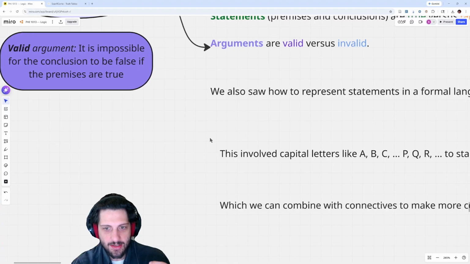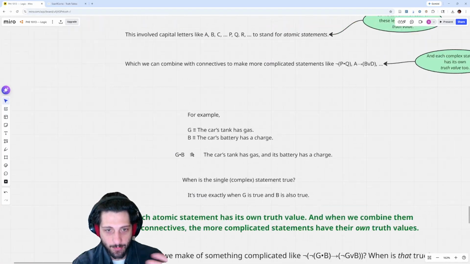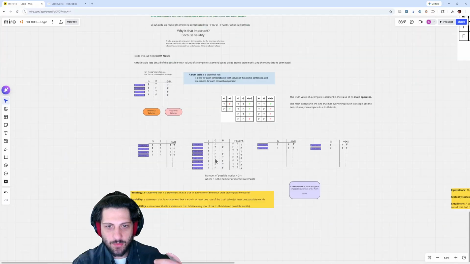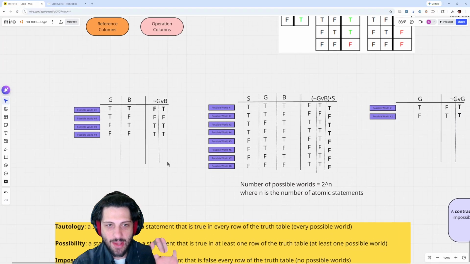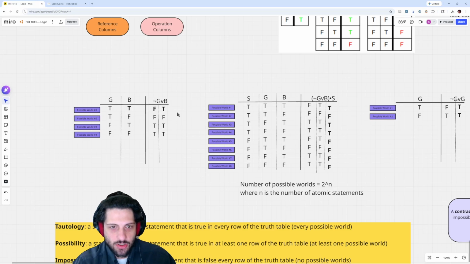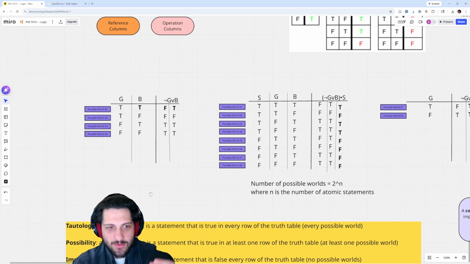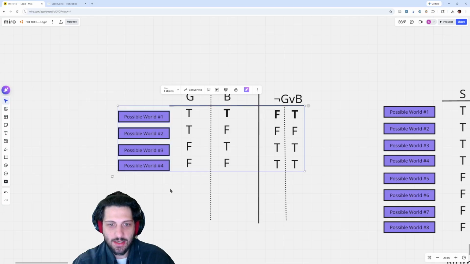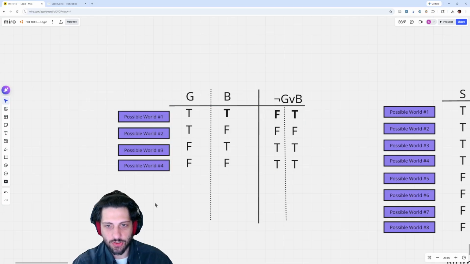And so to understand this, we've been building up this formal language. We spent a few weeks talking about that. And then we started trying to, okay, now that we have these things written in our clean formal language, how do we actually understand when these complicated statements are true and when are they false, right? And the idea of a truth table was simply just to try to break down all of the possible ways in which these various situations could go, right?